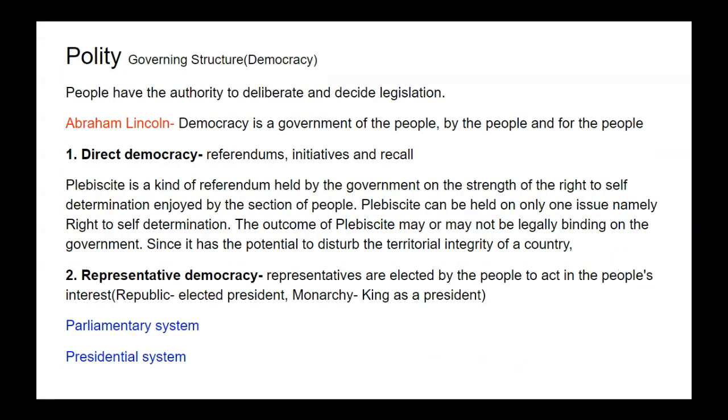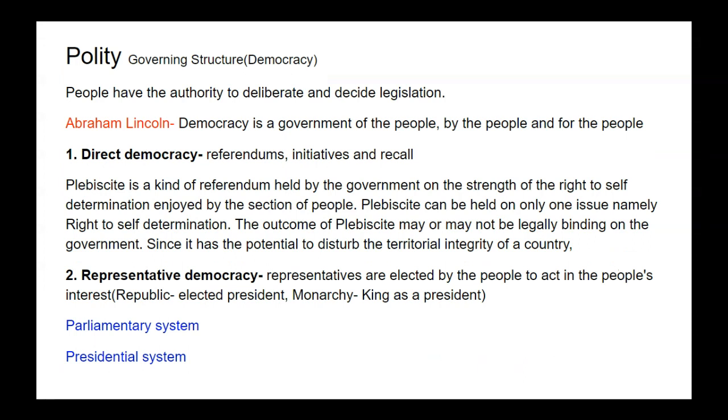Then democracy. In democracy, people have the authority to deliberate and decide legislation. It was Abraham Lincoln who gave a definition, that is, democracy is a government of the people, by the people, and for the people. This line was given by Abraham Lincoln.